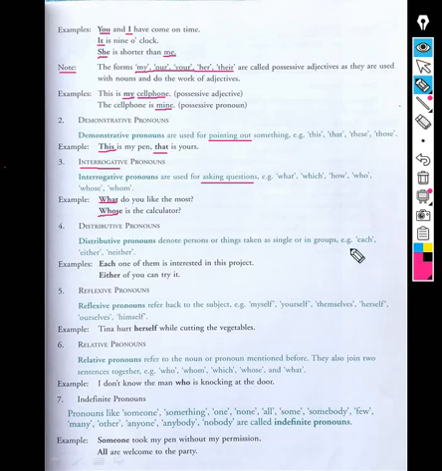For example, each, either, and neither. Each one of them is interested in this project. Each one of them means everybody, everyone, each one of them. उनमें से हर एक. So the interested, this quality has been distributed among them equally, each of them.